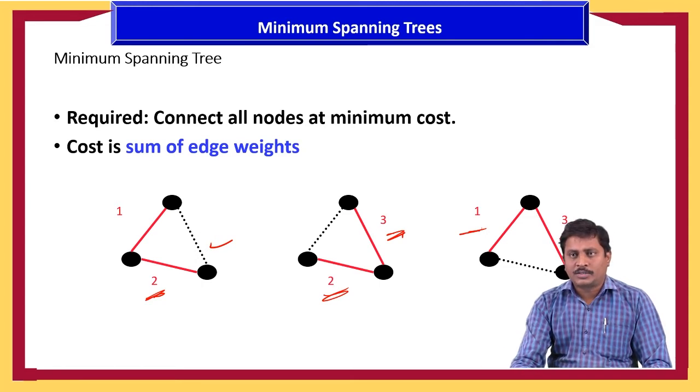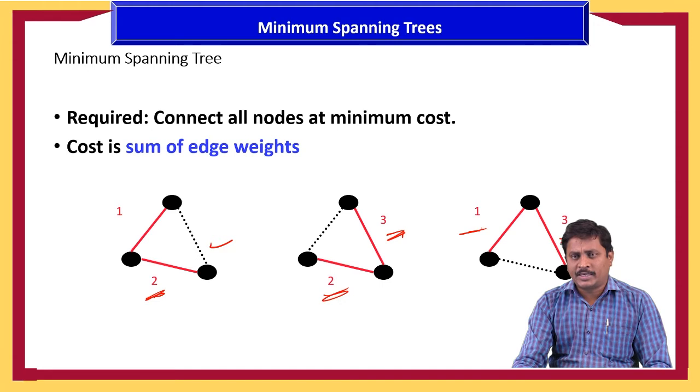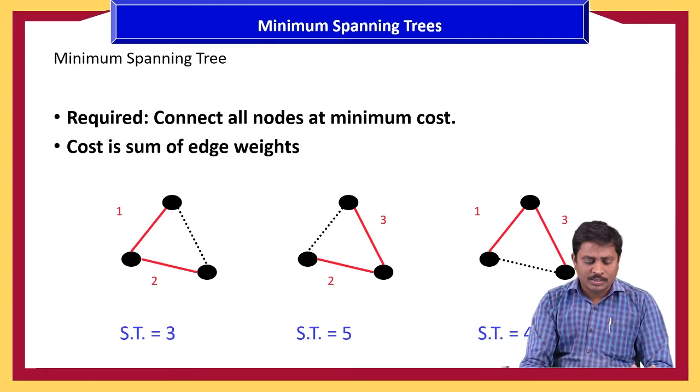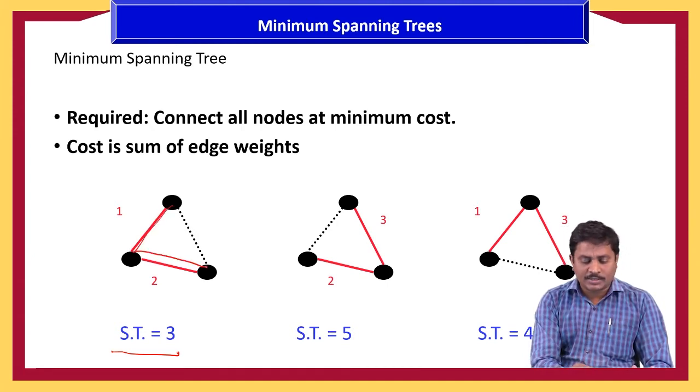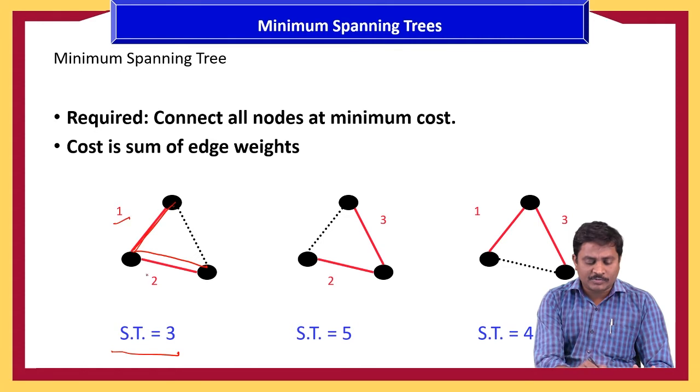Now minimum cost means any spanning tree consists of all the vertices, but it won't form any cycles or loops. That tree is called a spanning tree. We draw that spanning tree with the minimum edge cost values. Then that one is the minimum spanning tree. Suppose you draw like this, in this minimum spanning tree the cost value is 1 plus 2, which is 3.